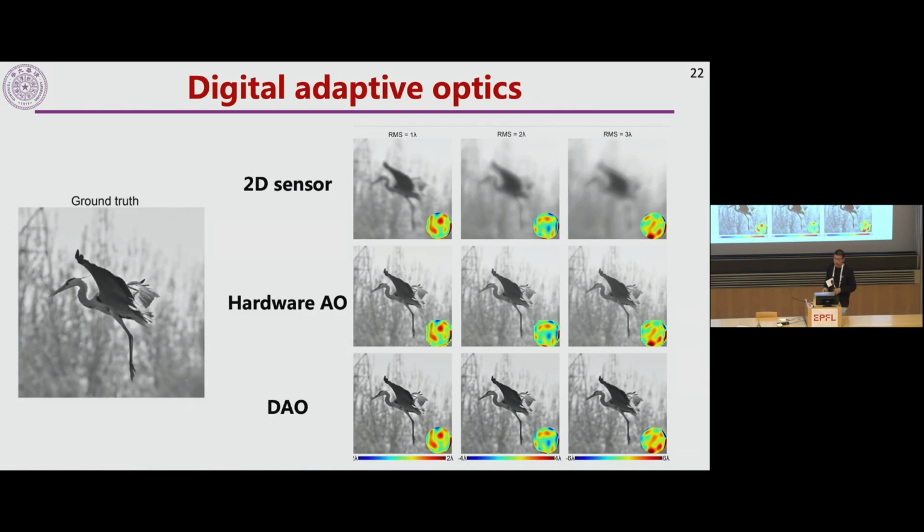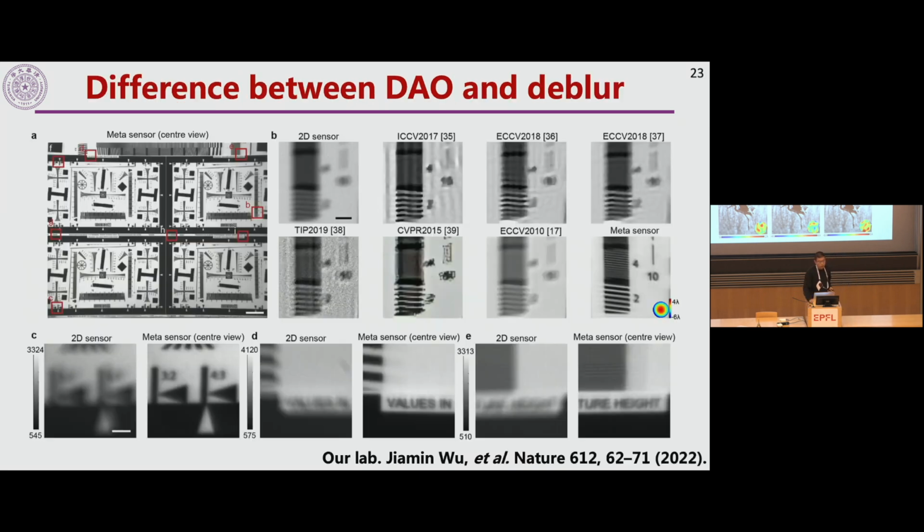And here's a comparison. This is a simulation. Here's a comparison of the traditional 2D sensor with very strong optical aberrations, hardware adaptive optics correction, and digital adaptive optics. It can achieve similar performance to hardware adaptive optics with accurate estimation of the optical aberrations. So here's the experimental data. We compare digital adaptive optics with traditional deconvolution algorithms. Traditional deconvolution algorithms have two main differences. One difference is that with four-dimensional light field detection, we can have a very accurate estimation of the point spread function of the optical aberrations because it's reflected in the disparity of different views. But in traditional 2D imaging, it's very hard to estimate very complicated optical aberrations. That's one thing.